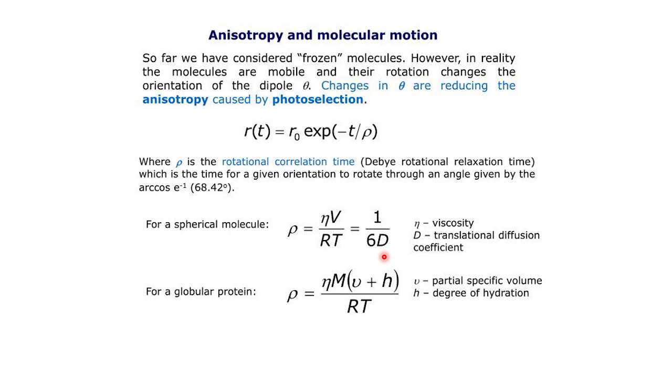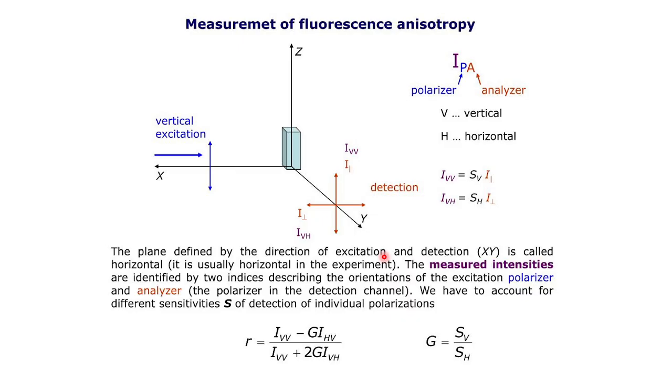For a globular protein, it's partial specific volume plus degree of hydration, and then there are so many factors. So you do not need to keep all these things in mind. What you need to know is what's the principle and how does it work. So you see over here the plane defined by the direction of excitation and detection is the XY plane, called the horizontal axis, and the measured intensities are identified by the two indices describing the orientations of the excitation polarizer and the analyzer. So the polarizer is in the detection channel.